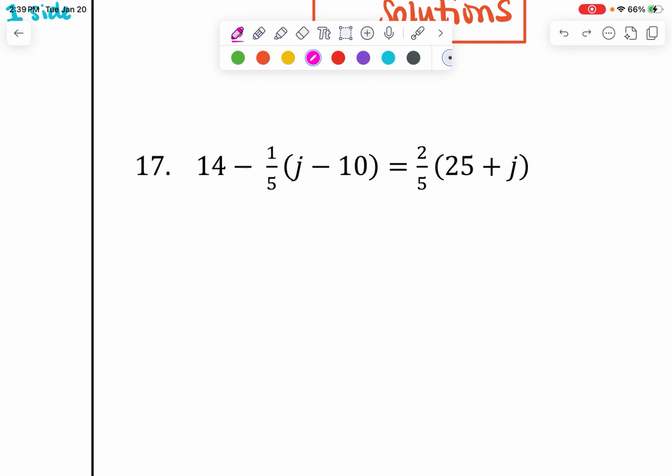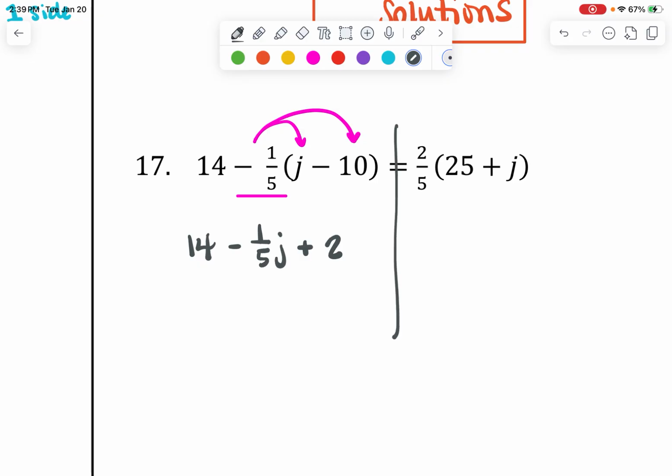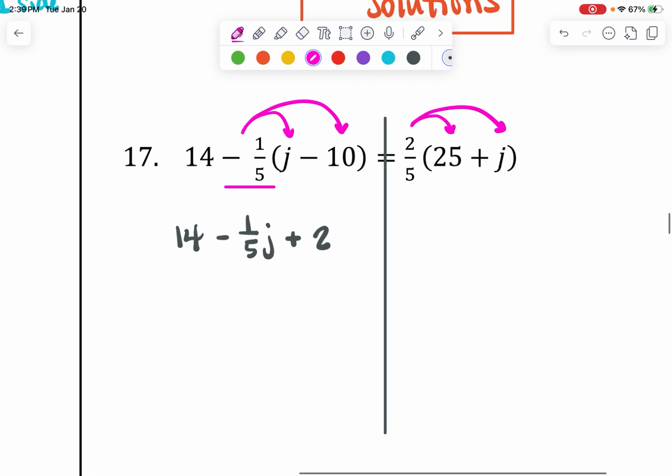So the first thing I'm going to do is notice that I have a negative 5 in front of this parenthesis, so I'm going to distribute it. I'm going to go ahead and bring down my 14. And negative 1/5 times j is going to be negative 1/5 j. And then negative 1/5 times negative 10 is going to give us positive 2. All right, bring down my equal sign. There we go. And I notice I have a 2/5 on this side, so I'm going to go ahead and do that math.